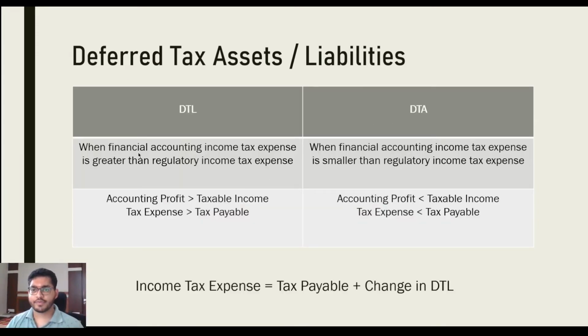So here are some common differences and formal definitions of deferred tax assets and liabilities. Let us go through this once. Deferred tax liabilities occur when financial accounting income tax expense is greater than the regulatory income tax expense. We can say that when the accounting profit is generally higher than the taxable income, we are bound to have deferred tax liabilities. And vice versa goes for the deferred tax assets.